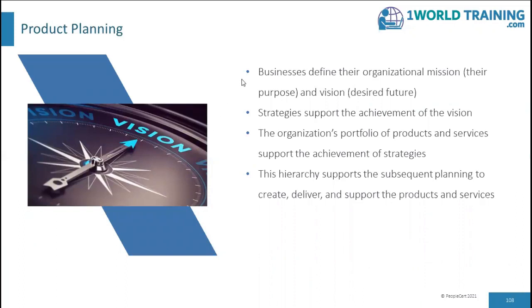Businesses define their organizational mission, their purpose, that is, and vision or the desired future. The strategies of an organization support the achievement of the vision. The organization's portfolio of products and services, meaning the collection of products and services, support the achievement of their strategies, which in turn support the achievement of the vision. This hierarchy from the vision to the portfolio to the products and services supports the subsequent planning to create, deliver, and support the products and services.